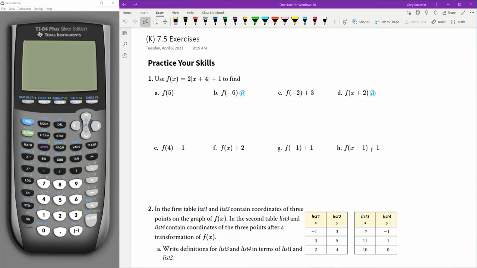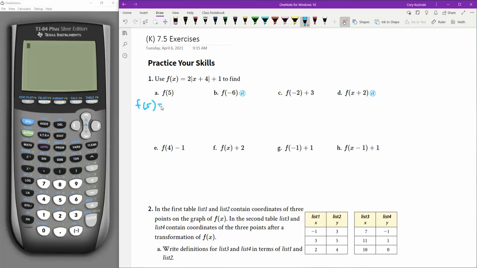We're going to do 7.5 practice your skills exercises here. We're translating graphs today, but that's not what we're doing here in problem number 1. We're just evaluating these functions. So let's see what happens here. All right, let's figure out what f of 5 is.